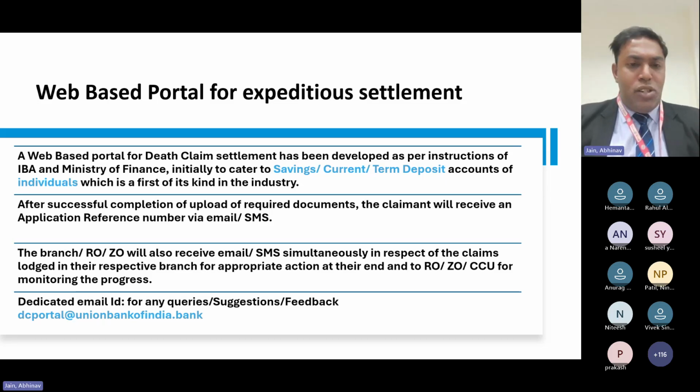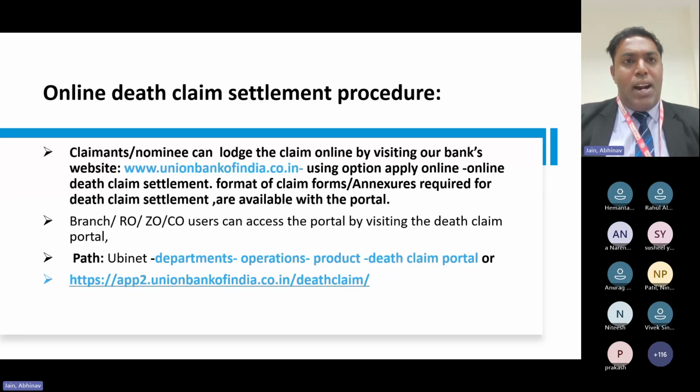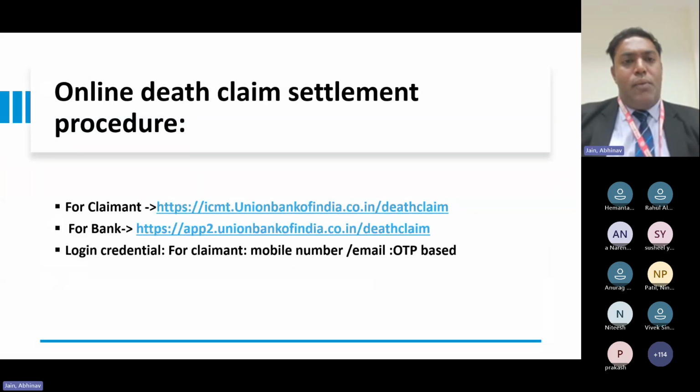Please do acknowledge. Again, when we are trying to settle a death claim online, the links and URLs are given on your screen. You can find them in UBI Net. This is the path which is given. There are two different paths: a link is given for the claimant, and for the bank, to upload the documents from the bank side for settlement of the death claim, a URL is given. The login credential for the claimant is mobile number or email, and it is OTP based, obviously.